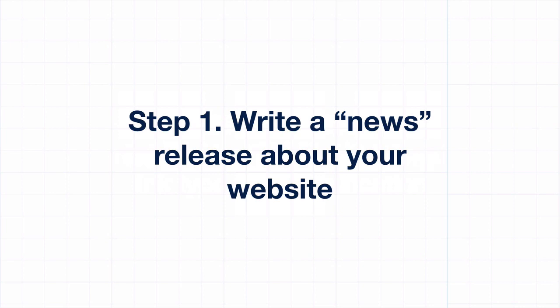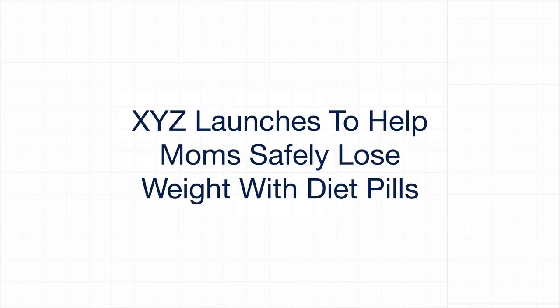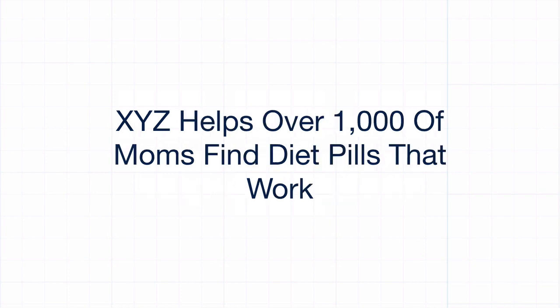But you never know what may happen when sending these out if you get on the right sites. So you can send out a press release like this: XYZ launches to help mums safely lose weight with diet pills, or XYZ helps over 1,000 mums find diet pills that work. You could even do that if you're doing really dodgy affiliate stuff, promoting something like Garcinia, hamburger or whatever that thing is called.